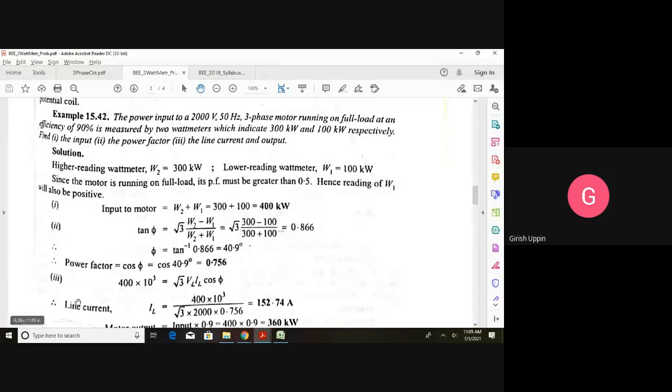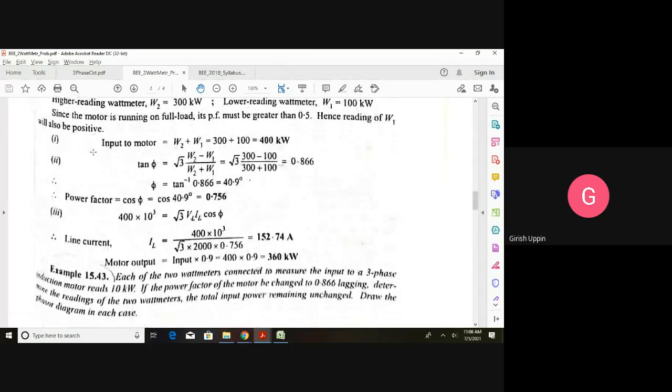Okay, full load at an efficiency of 90%. Okay, efficiency will not be taken.